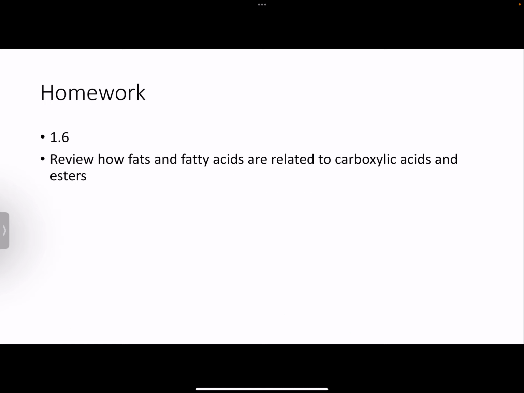That wraps this one up here. We can do one more example just to see how this is all related. We can do something such as ethyl butanoate. Okay, so if you want to pause and try that one.